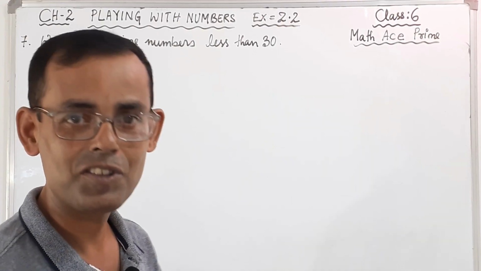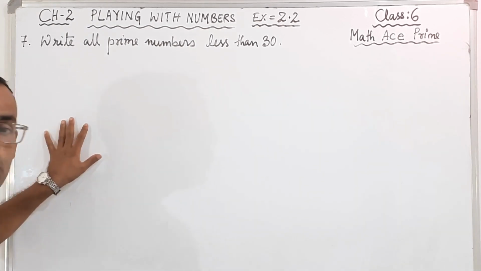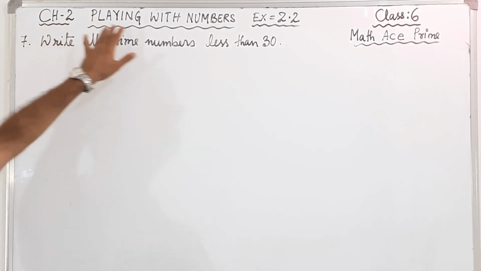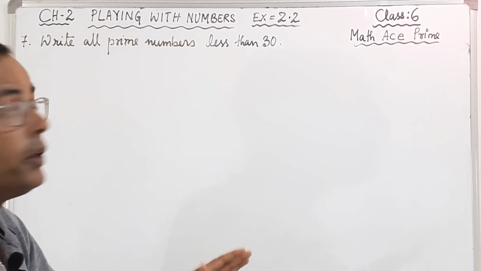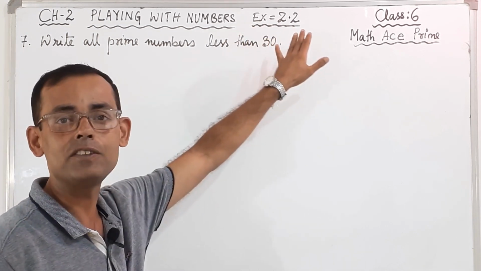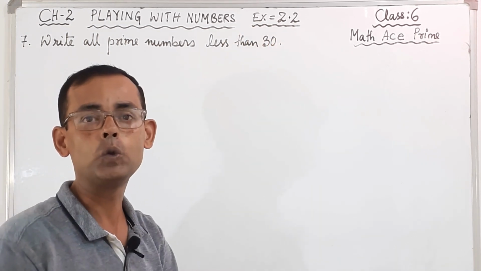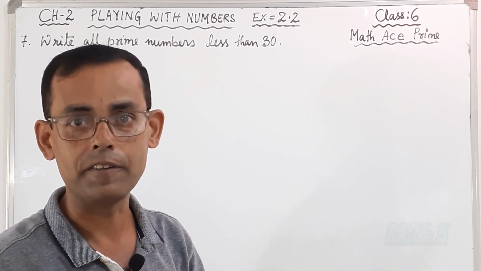Now class 7 students, today we are again going to continue with chapter 2, Playing with Numbers, and we are going to continue with exercise 2.2, and today's part is part 5.